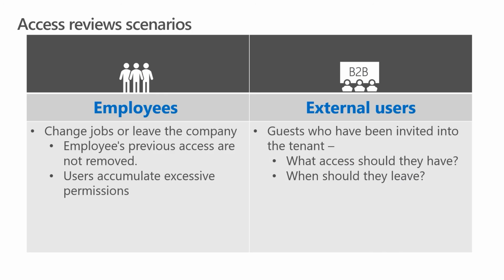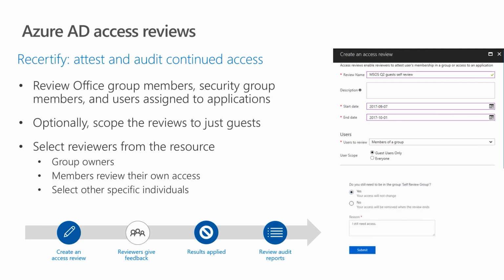Some scenarios in which we see access review being used is the employee scenario. Here, people change jobs or eventually leave the company, and some problems we have are that previous access was never removed or users just continue to accumulate excessive permissions. For your guests and external users, we have a problem of what access they should have and when they should be removed from the environment. With access reviews, you can review Office groups, security group memberships, as well as users assigned to applications. Another thing about access reviews is this could be scoped to only guests, so that way you have better visibility on what your guest lifecycle is.